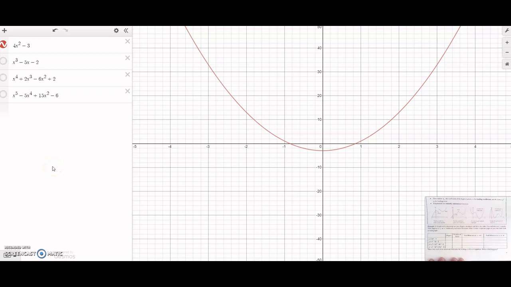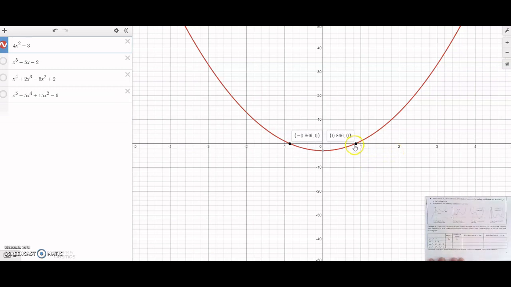So I've gone ahead and plotted each of these functions here. Let's look at the first one. Here we have 4x squared minus 3. The degree of this polynomial can be found by the highest exponent. In this case, the degree is 2. The real zeros here are on the x-axis, so these are our x-intercepts. This function has 2 zeros.